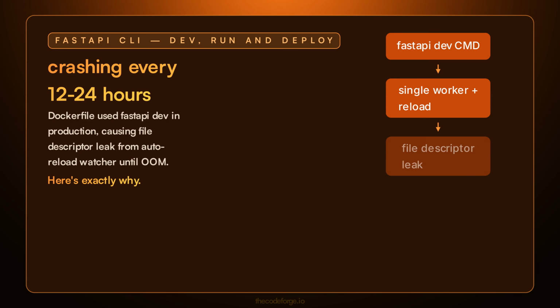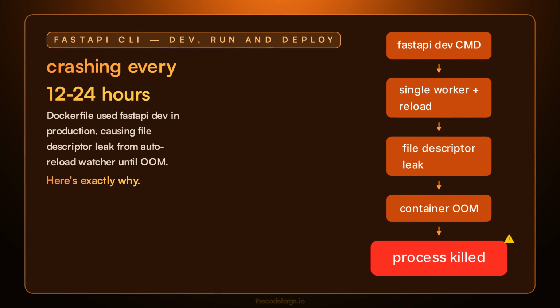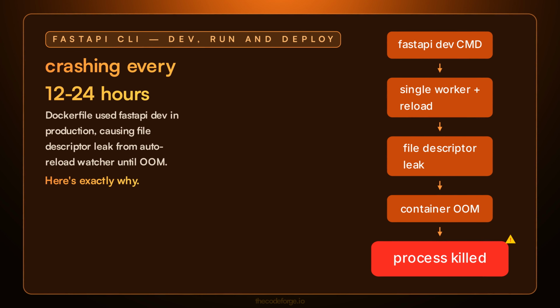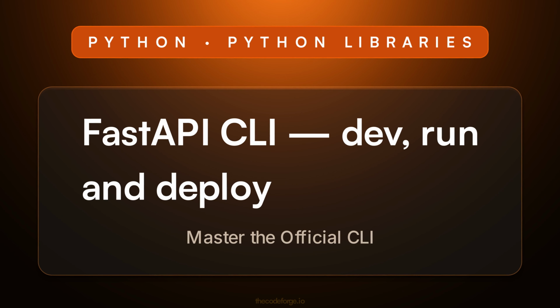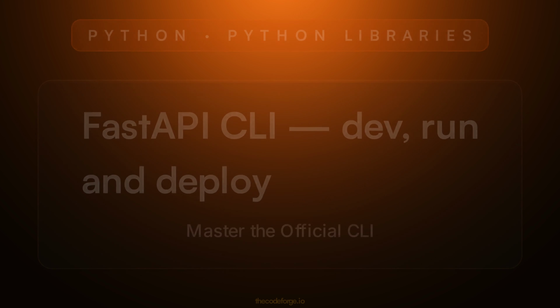Your microservice crashes every 12 hours with no pattern. The culprit? A single line in your Dockerfile: fastapi dev instead of fastapi run. Let's break down FastAPI CLI, dev, run, and deploy, how it works, and the exact mistake behind that failure.